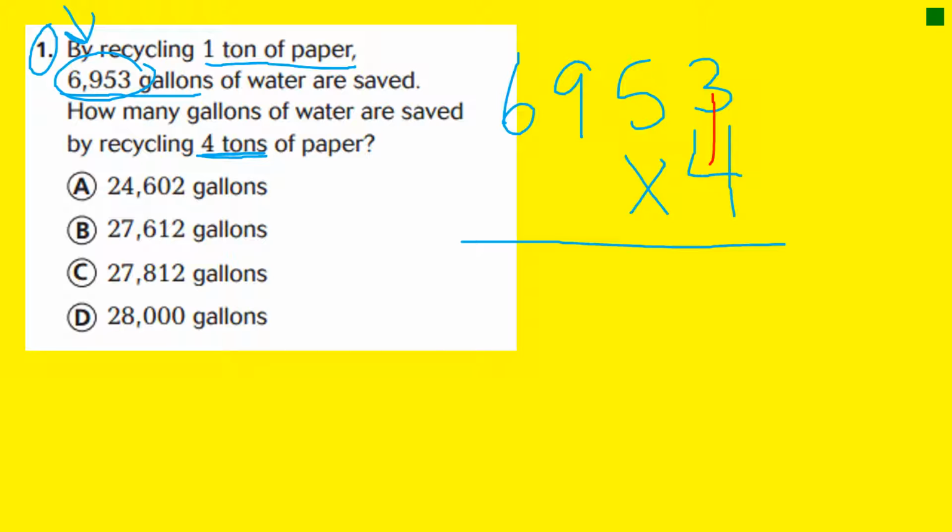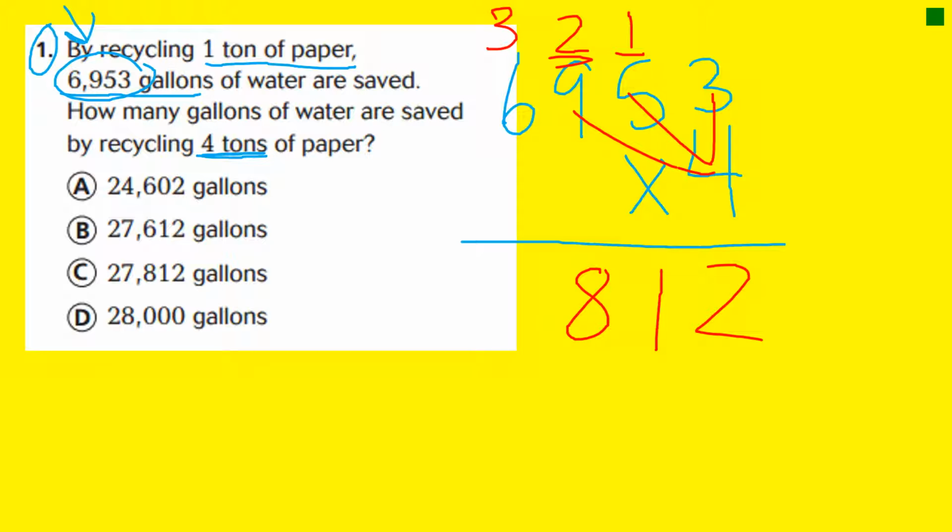4 times 3. You know that one? I bet you know that one is 12. 4 times 5 is 20. Awesome. Plus 1 is 21. Okay? 4 times 9. 4 times 9. Let's see. I'm putting down my 4th finger. It's 36 plus these 2 more. 36 and 38. Okay? And then 4 times 6.